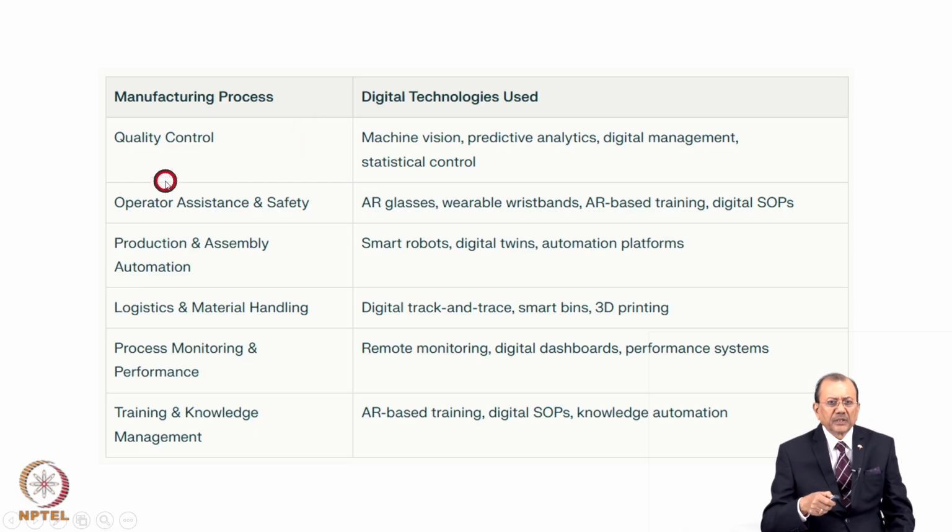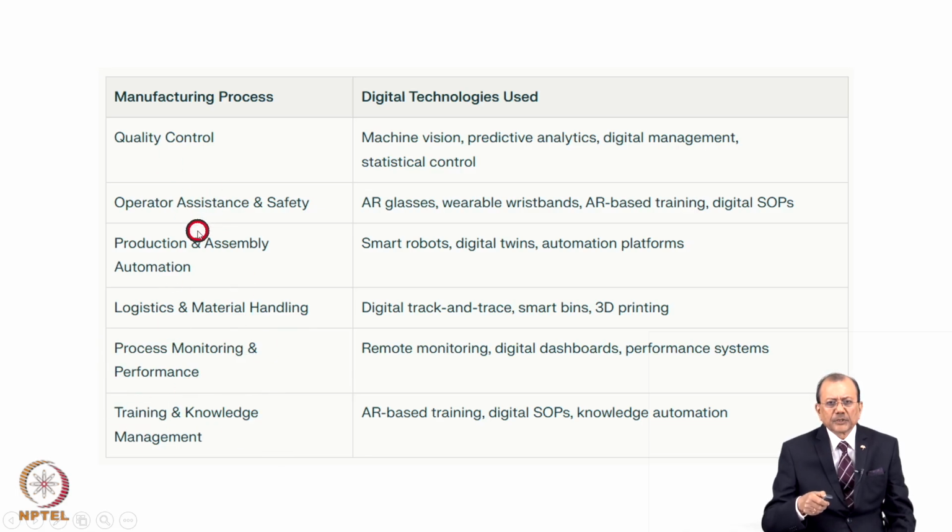Quality control is one business process. Operation assistance and safety is another business process. Production and assembly, in case of this factory, is a third business process. Logistics and material handling is the fourth business process. Process monitoring and performance is the fifth, and training and knowledge management is the sixth. There may be more business processes.